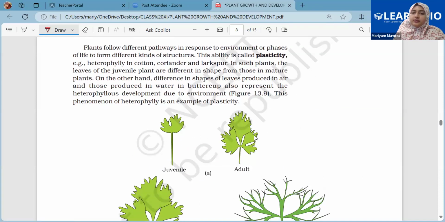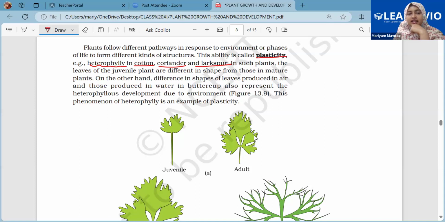Now, plants follow different pathways in response to environment or phases of life to form different kinds of structures. Depending upon the environmental condition and their condition at that point of time, they can change the way they look, and that is plasticity. One very common example of plasticity is heterophylly in cotton, coriander, and larkspur. Hetero means different, right? Multiple and different kinds. And phylly is for the phenomenon, because we know that phyllotaxy and phylly is for the leaves. So heterophylly is different kinds of leaves.